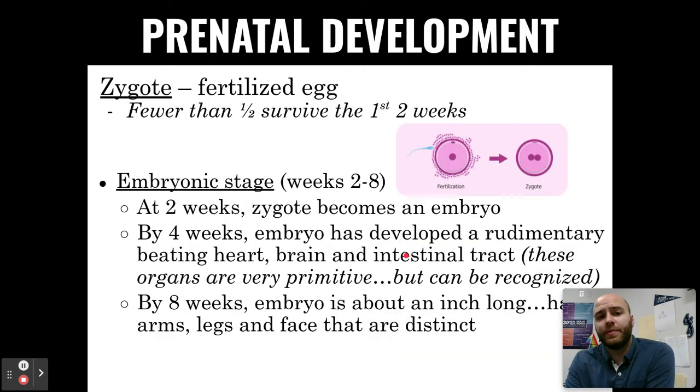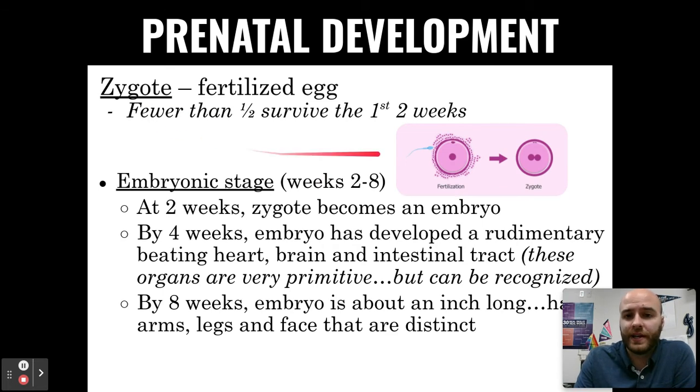And as that develops, eventually, this fertilized egg will become a zygote, right? And that's what it's called, a fertilized egg. Fewer than half survive the first 2 weeks of pregnancy. So think about that. Half, for all the pregnancies that are out there, if you multiply that by 2, people have been pregnant that many times, but only half of them survive the first 2 weeks, and those women don't even know that they're pregnant.